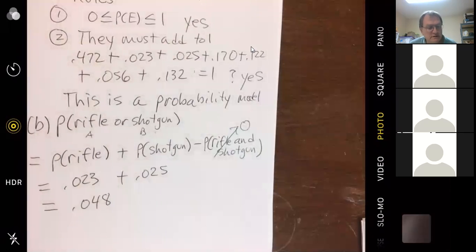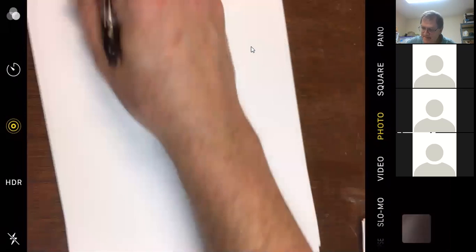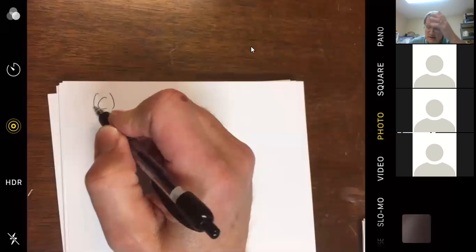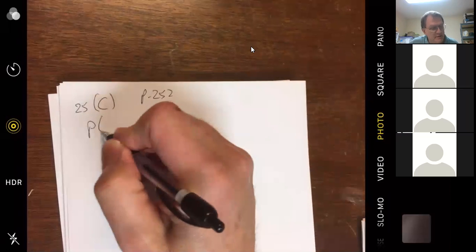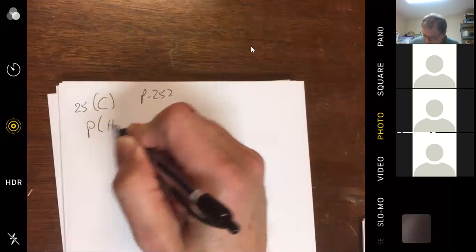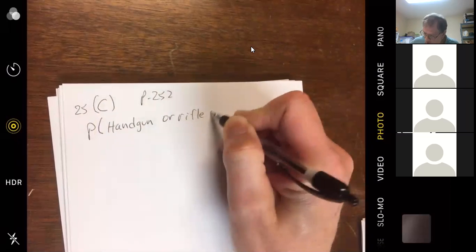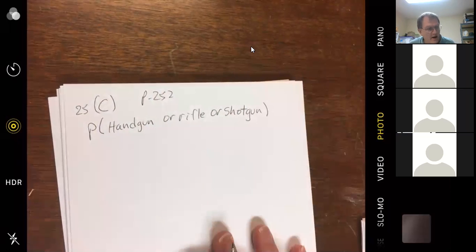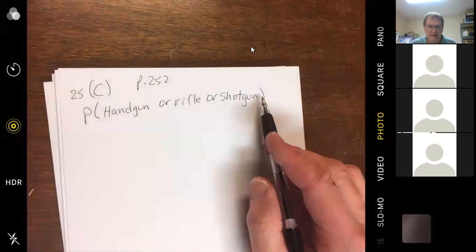You want to see more parts? Yes, please. Okay, well, if you look at part C, I'll go to another page. This is 25C, still on page 252. All right, they do an OR with three things. This would be the probability, and they really mean handgun or rifle or shotgun. Sometimes they don't word these things really that well. They only have one "or" in the thing, but they really mean this.